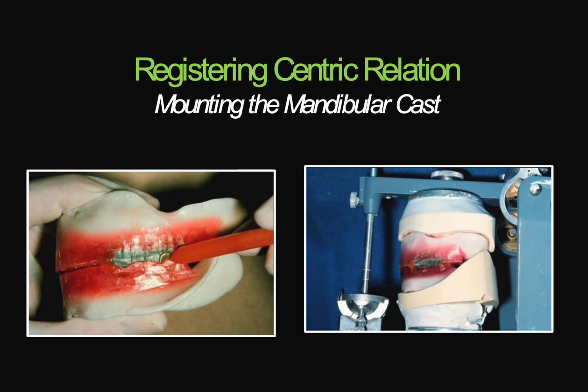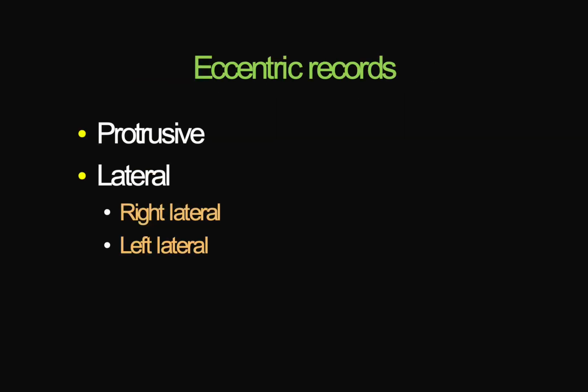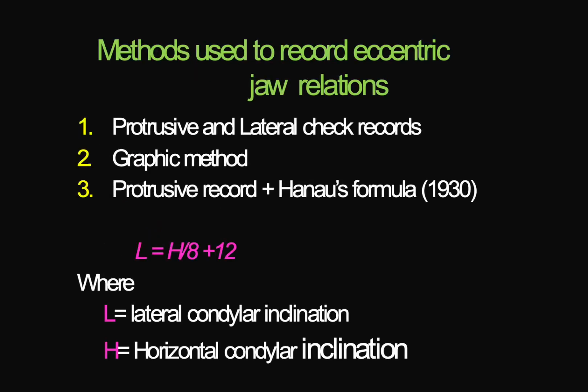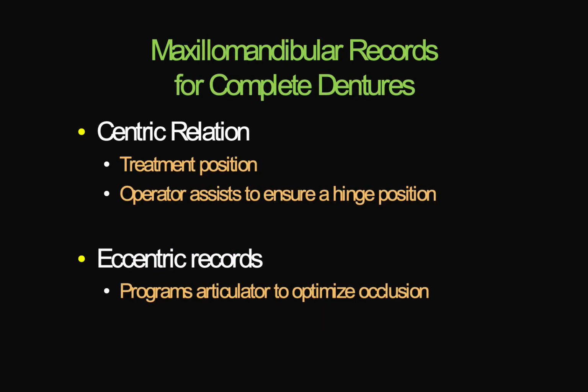Once it is recorded, mount it on the articulator and go ahead with teeth arrangement. Eccentric records on the other hand, which are protrusive, right lateral and left lateral, can be used for recording the eccentric positions. However, when we use Hanau's articulator, Hanau's formula can be used: L = H/8 + 12. With Gothic arch tracing, we obtain the H value, and then the lateral condylar guidance value is obtained with this formula, L = H/8 + 12.